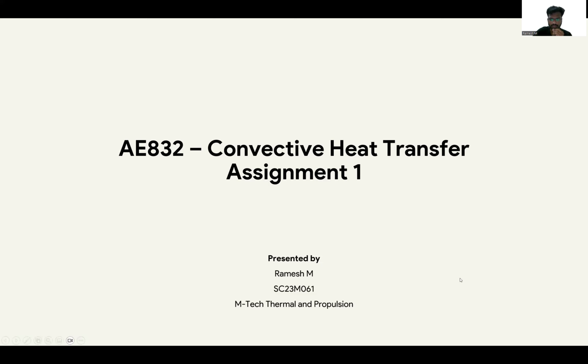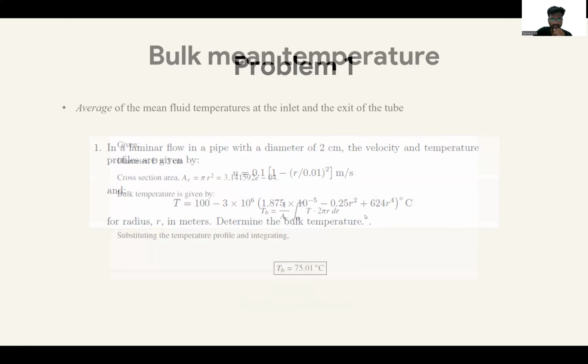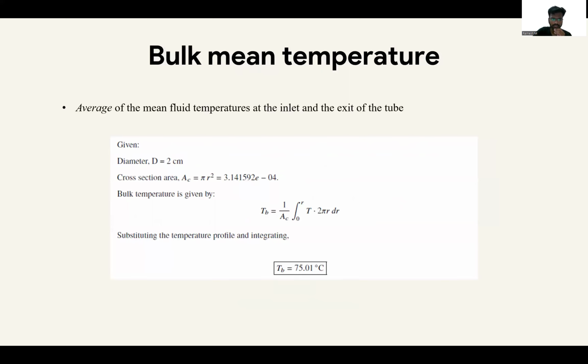Problem one is a straightforward problem. In a laminar flow pipe with a diameter of 2 centimeters, the velocity and temperature profiles are given, and we need to find the bulk mean temperature. The bulk mean temperature is the average of the mean fluid temperatures at the inlet and exit of the tube.